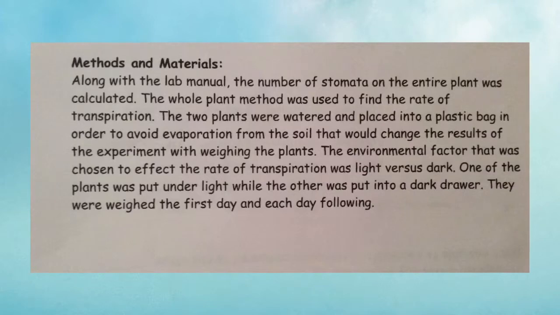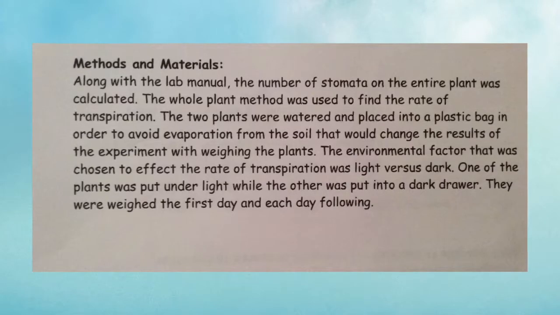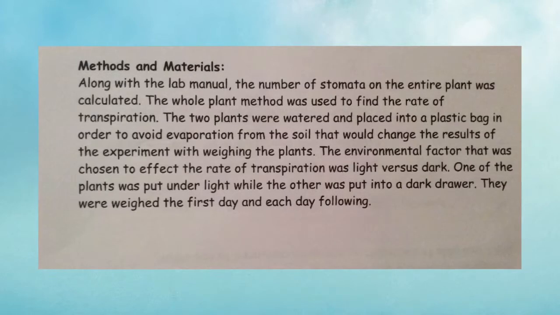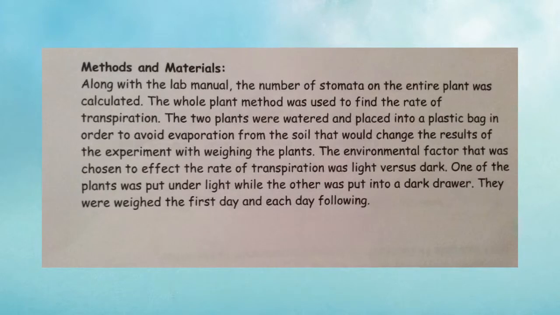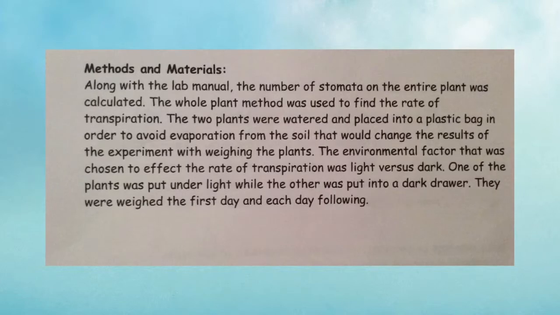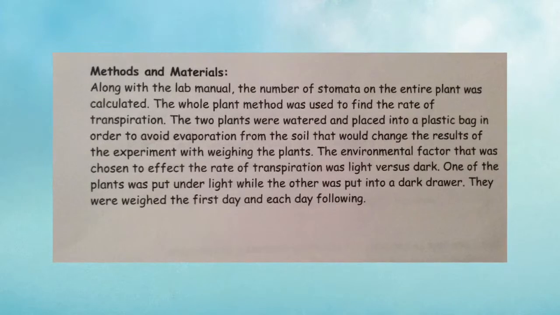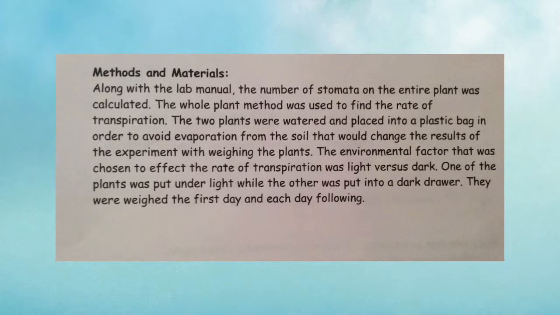Based off of the AP Lab manual, the number of stomata on the entire plant was calculated. The whole plant method was used to find the rate of transpiration. The two plants were watered and placed into a plastic bag in order to avoid evaporation from the soil that would change the results of the experiment with weighing the plants.